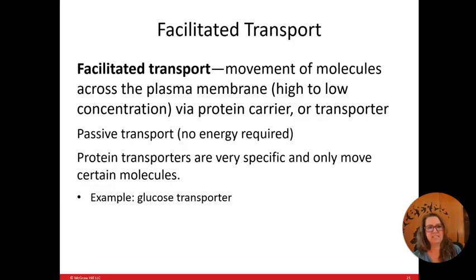Okay, facilitated transport. Now, when I see facilitated, that tells me, oh, you need some help.